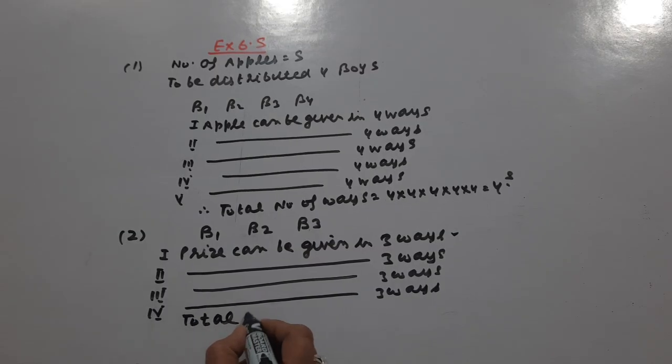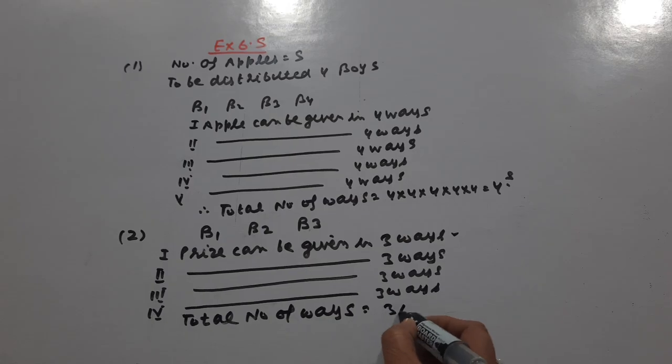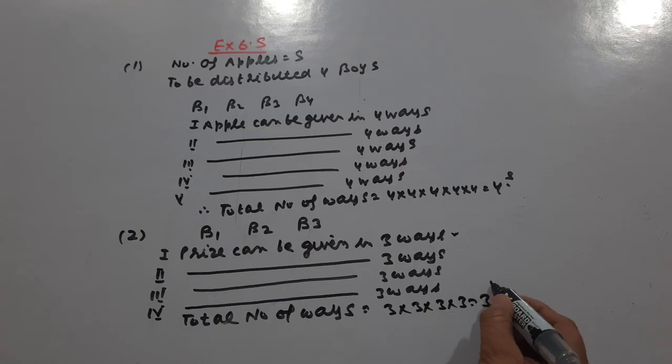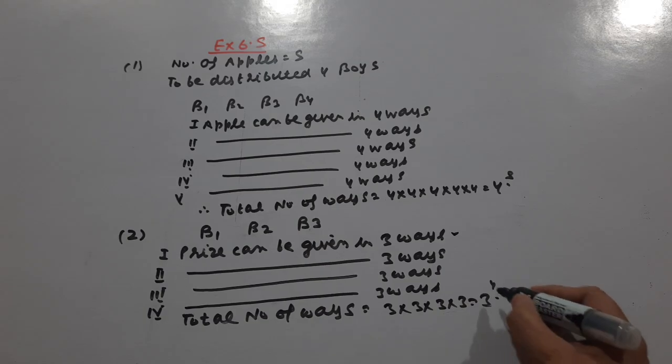So total number of ways is equal to 3 into 3 into 3 into 3 equals to 3 power 4. So therefore, number of ways in which 4 prizes can be given to 3 boys is equal to 3 power 4, and 3 power 4 is equal to 81.